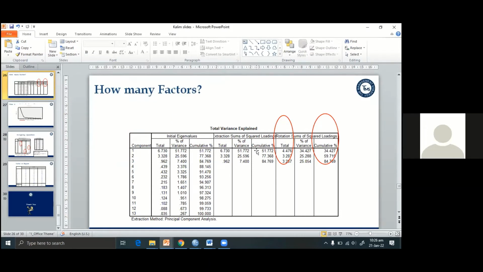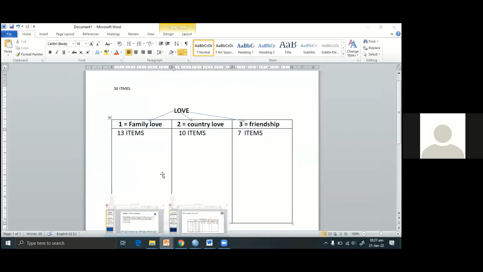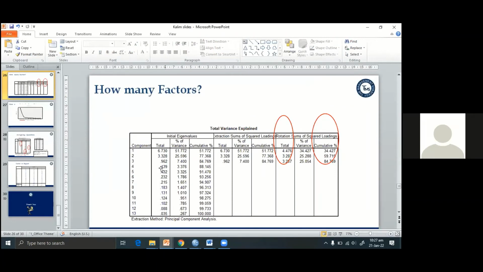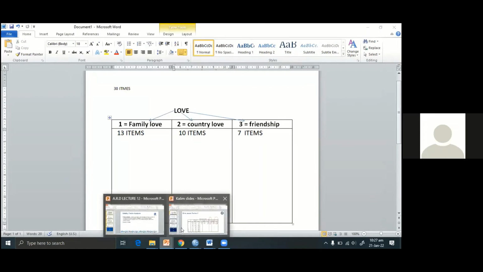So only 3 factors are considered here, meaning that love, in my example, can be categorized in only 3 categories. Suppose there was a fourth one also, and it is 1.49 or 4 point something, it means there would be 4 possible factors of love. For example, books love, reading love, or any other 4th category was possible, but now it is 3.